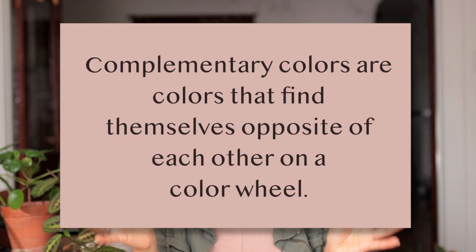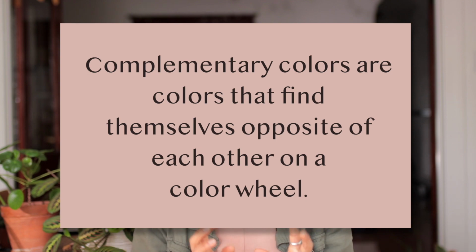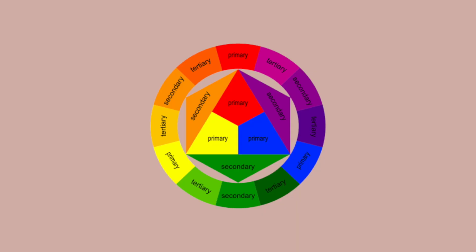When it comes now to complementary colors, I think it's a concept that a lot more people are familiar with or they've at least heard in the past. But basically complementary colors are colors that find themselves opposite of each other on the color wheel. So for example, if you look at this color wheel, you can tell that yellow and blue are on opposite ends and green and red are on opposite ends as well.